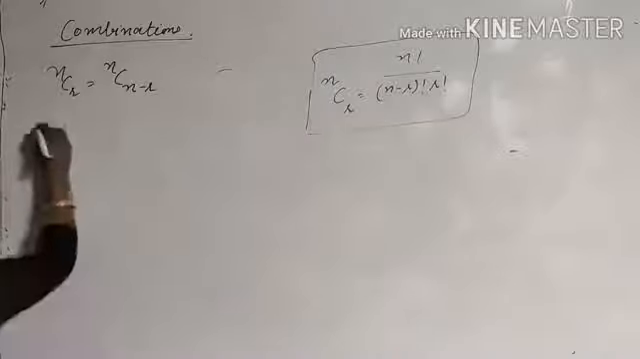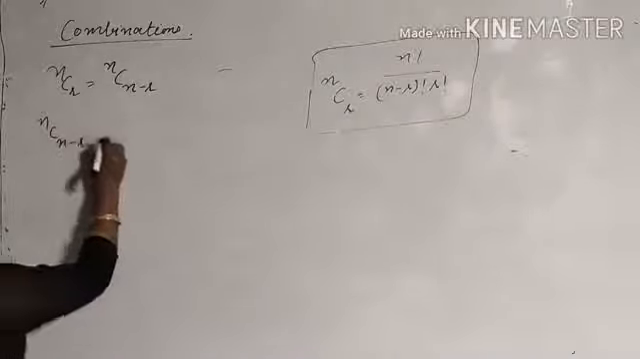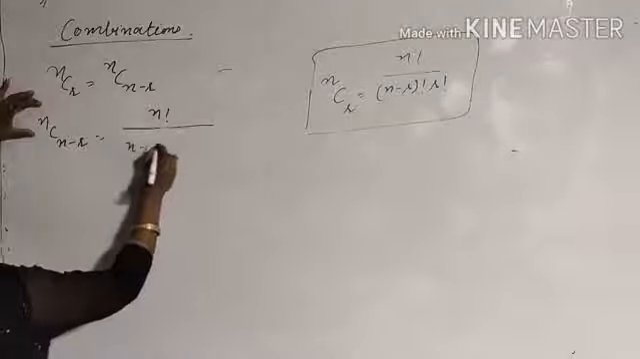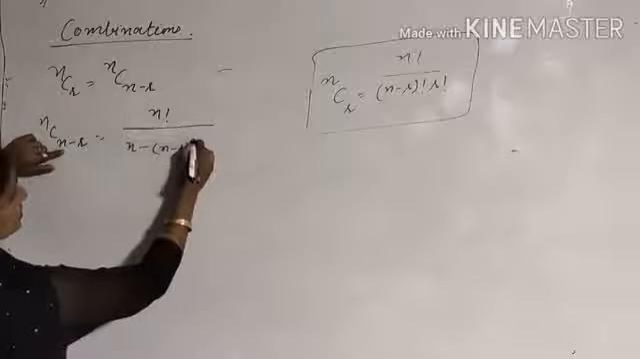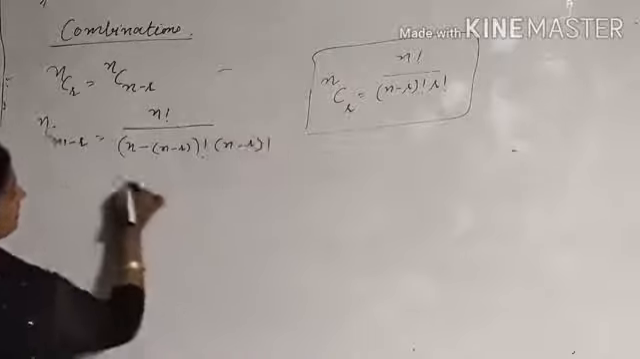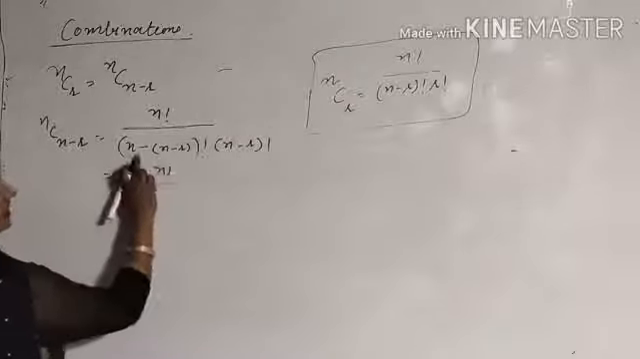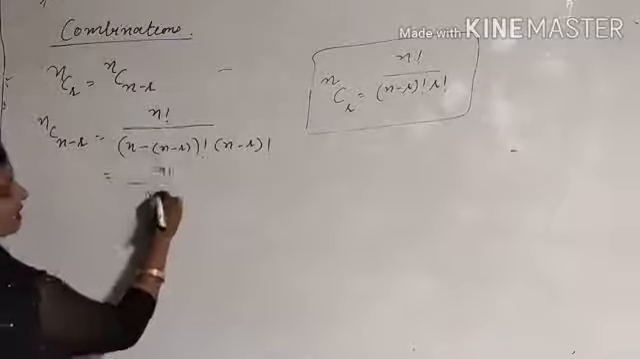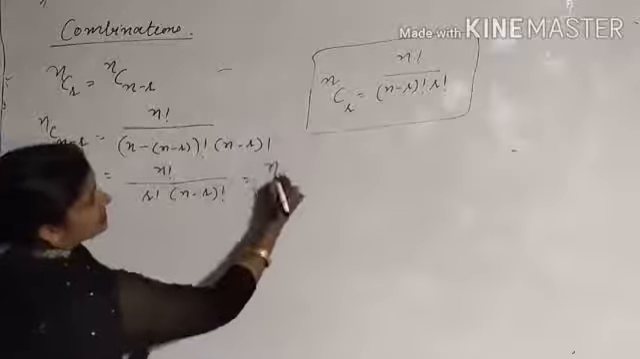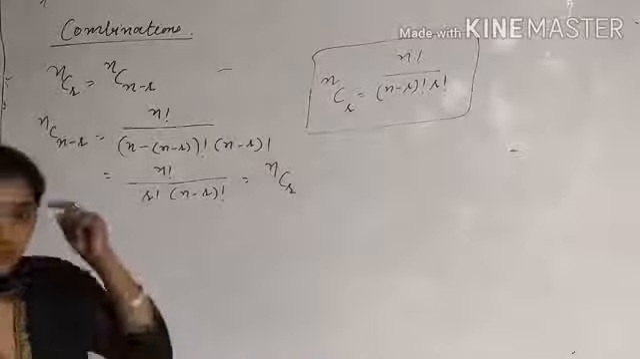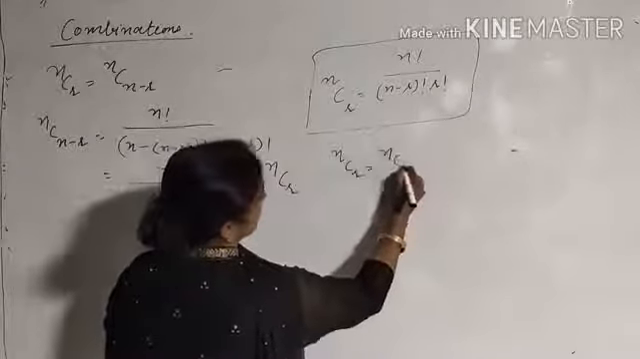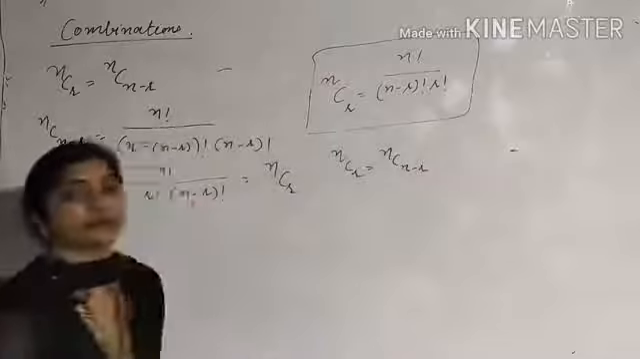So from the right hand side, nC(n minus R) is n factorial upon n minus R factorial, into n minus (n minus R) factorial. So this is n factorial, n minus n plus R, which is R factorial into n minus R factorial, and this is the same as nCR. So you can keep in mind as a formula that nCR is nC(n minus R).